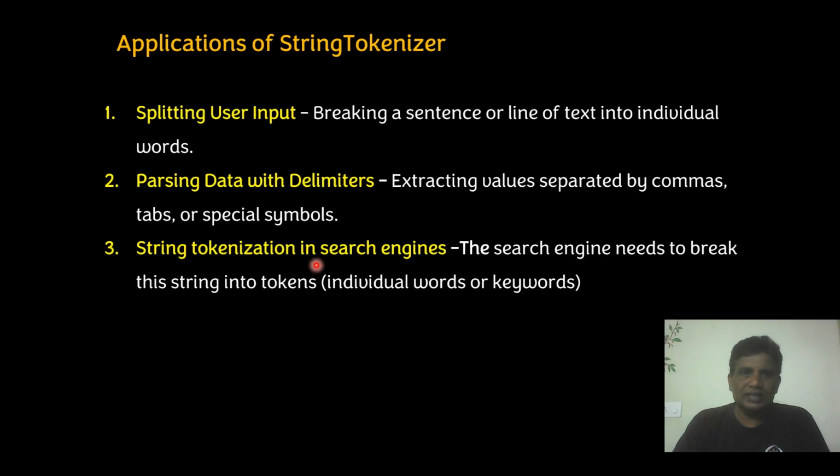String tokenizer is used in search engines, which is also a main application of the string tokenizer class. Whenever you type text in a text field, the search engine needs to break this string into tokens. For example, "tutorial of Java": tutorial is one token, of is one token, Java is one token. These are represented as keywords, also as words. Based on that, the search engine returns the result. These are a few applications of the string tokenizer class.